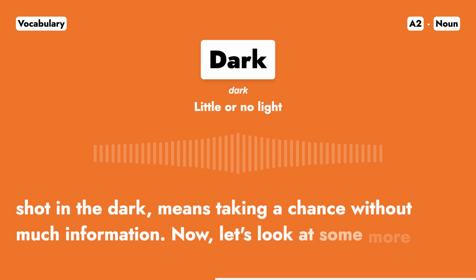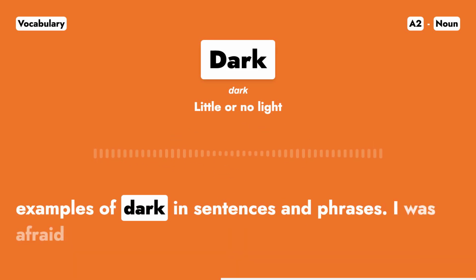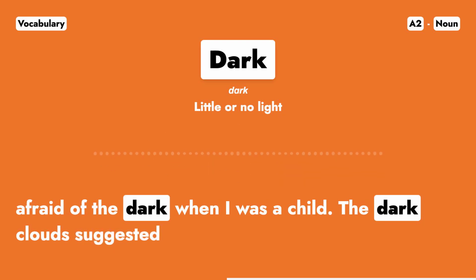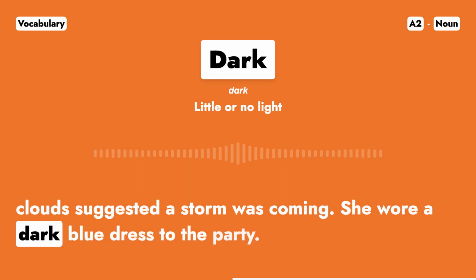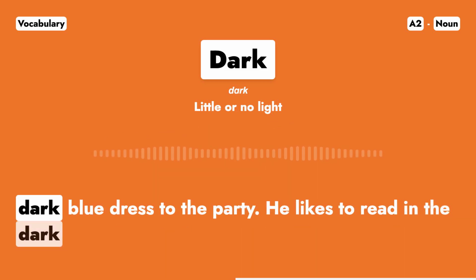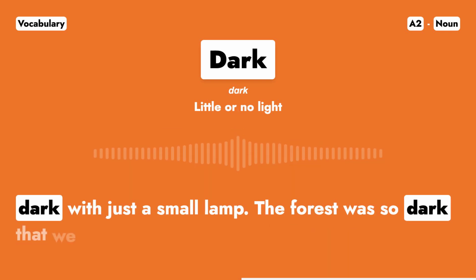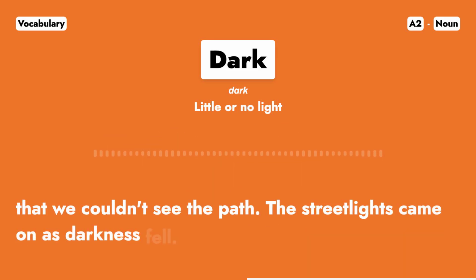Now, let's look at some more examples of dark in sentences and phrases. I was afraid of the dark when I was a child. The dark clouds suggested a storm was coming. She wore a dark blue dress to the party. He likes to read in the dark with just a small lamp. The forest was so dark that we couldn't see the path. The streetlights came on as darkness fell.